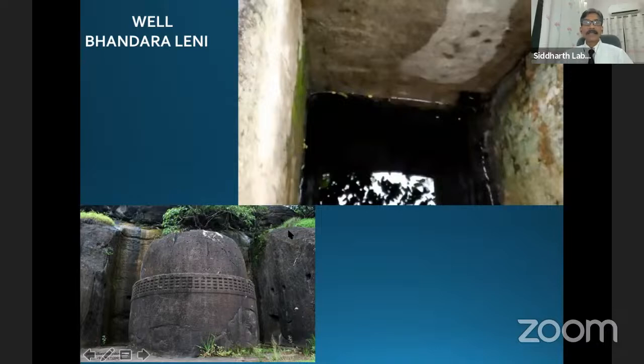Okay, so near that stupa, there is a well. That well is giving water throughout the year. This Leni is at a very elevated height. It is on the dongar, on the hill. In the summer season, there is water starvation in the village, which is on the ground level. And the villagers come here to fetch the water from this well. See the beauty.